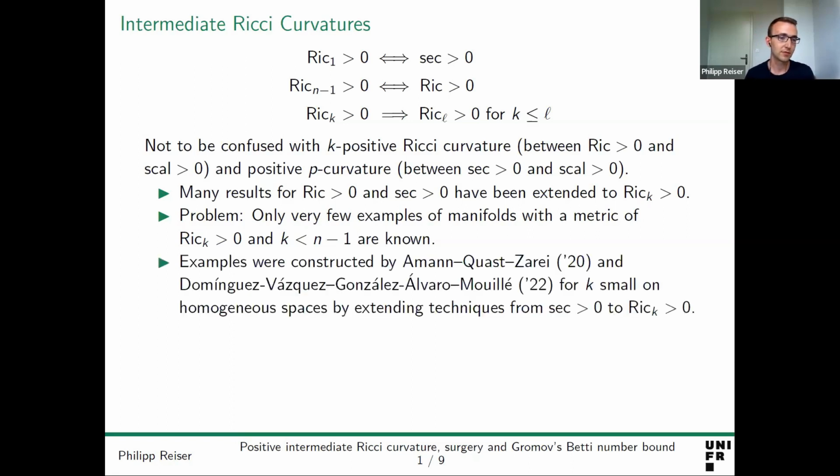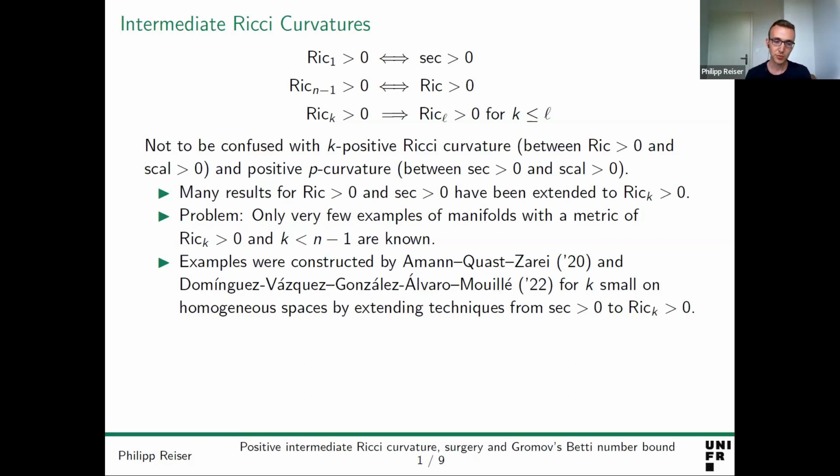And so the biggest source of examples so far is by Amann, Kostare, Domínguez-Vázquez, González-Álvarez, and Moyer, where they considered homogeneous spaces and extended, one can say, techniques from positive sectional curvature to positive Ricci k. So in particular, they considered manifolds with large symmetries and then got quite a few more examples than one has for positive sectional curvature in that way.